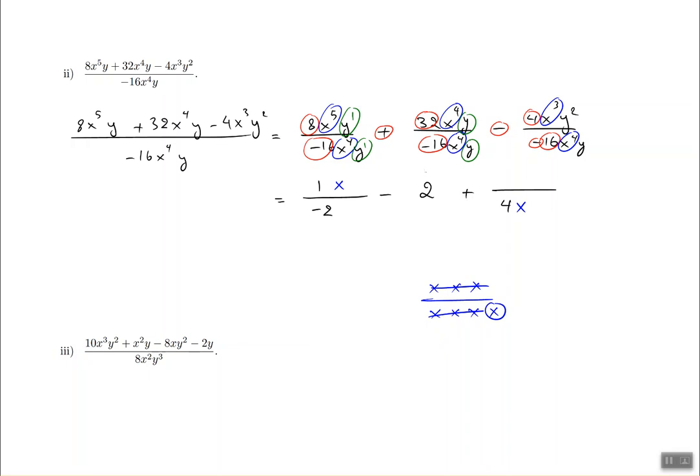How many y's do we have in the numerator? There are 2 of them. So there are 2 letters y, whereas on the denominator, there's only 1 letter y. So if I take out 1 and 1, I'm going to be left with an extra y in the numerator there.